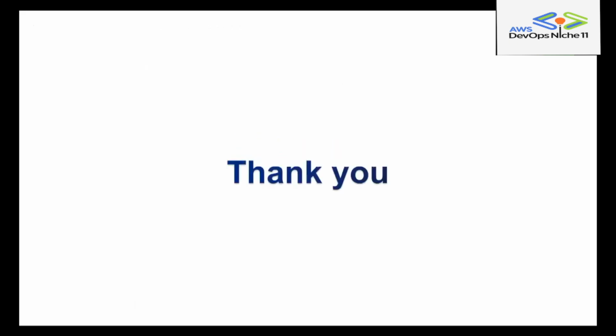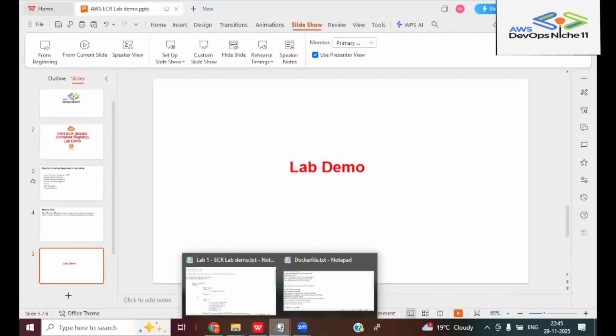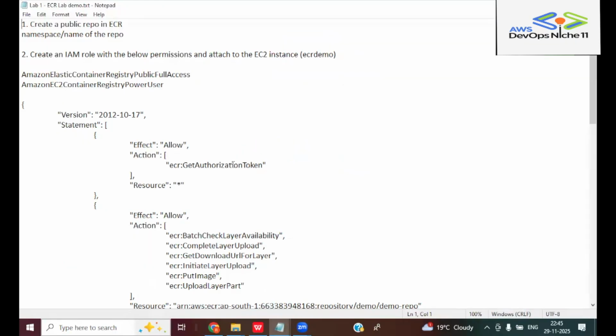Okay, so now I think directly we can get into the lab demo and see how you create a repository in ECR and how you make your EC2 instance connect to the ECR and upload the application images. So let me go to the document here. So what is the first step? The first step is we need to create a public repo in ECR. It can be even a private repo also. Whether you want to make it public or private, it depends on your project.